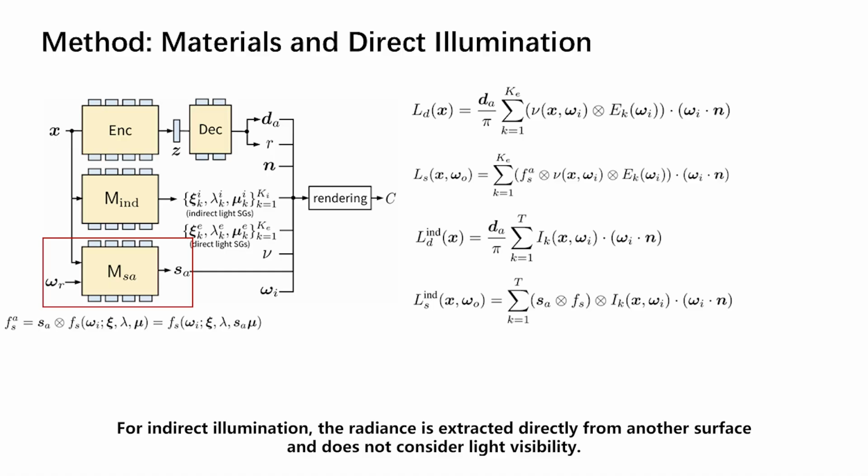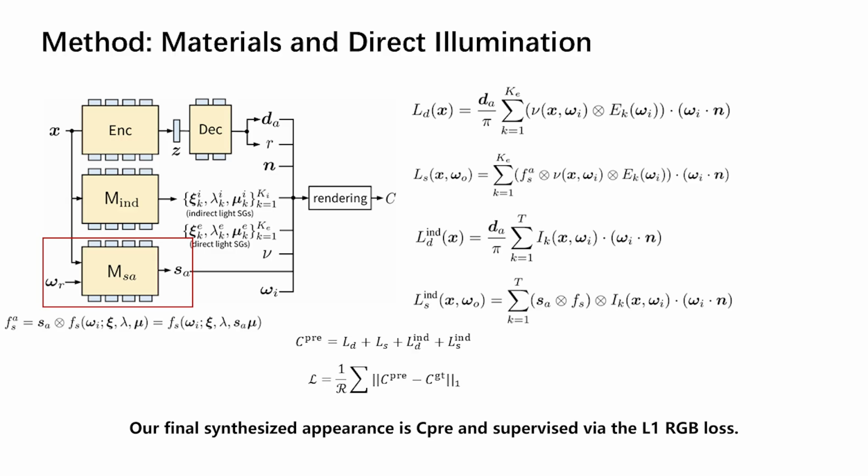For indirect illumination, the radiance is extracted directly from another surface and does not consider light visibility. Our final synthesized appearance is C_pre and supervised via the L1 or GB loss.